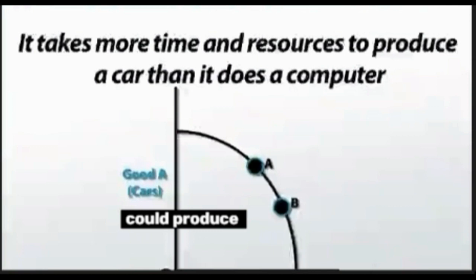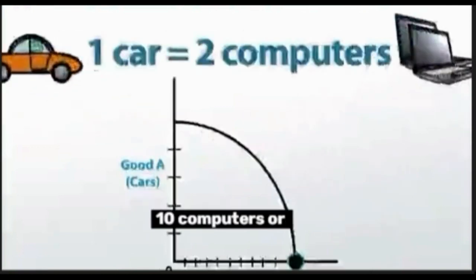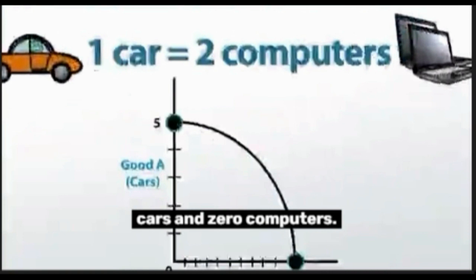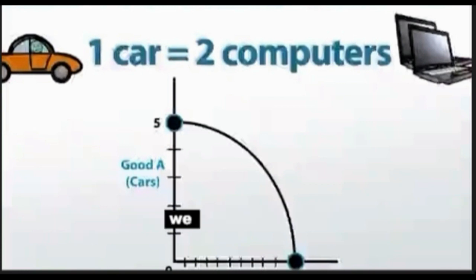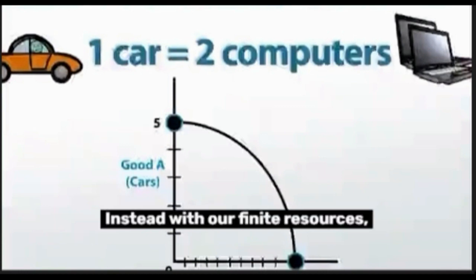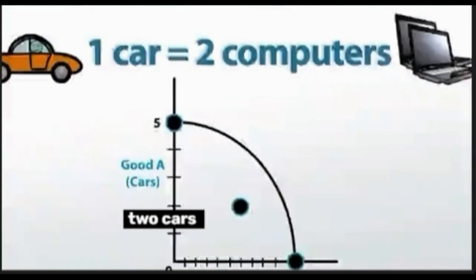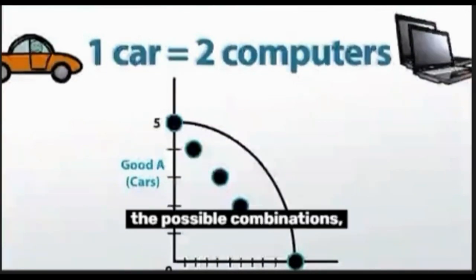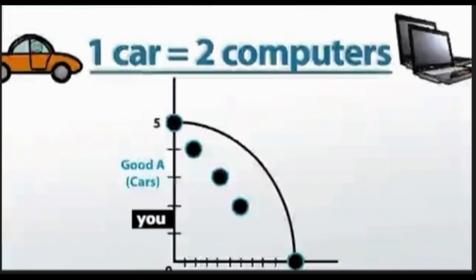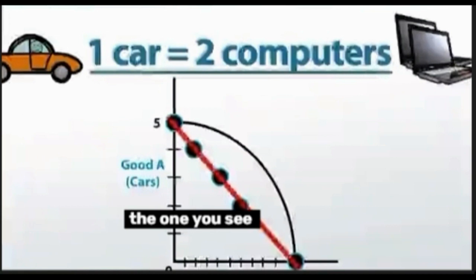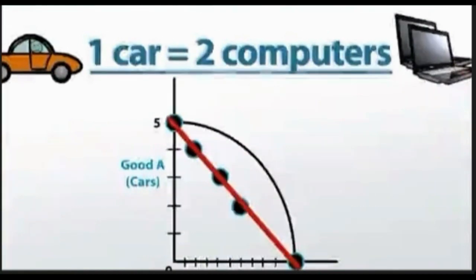Now, I just said that we could produce 0 cars and 10 computers, or 5 cars and 0 computers. But there are many other production possibilities in between these two that we could choose instead. With our finite resources, we could choose to produce 2 cars and 6 computers, or 4 cars and 2 computers. Then again, we could say 3 cars and 4 computers. When you account for all the possible combinations given the opportunity costs of 1 car equals 2 computers, you end up with a line like the one you see here in this simple example.